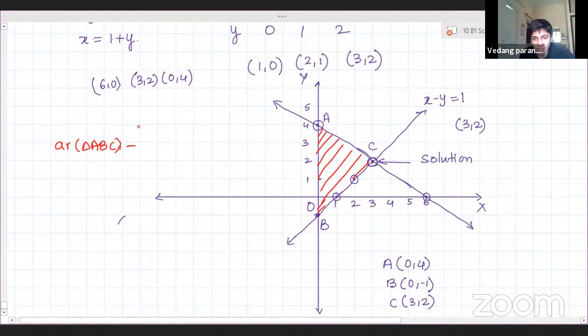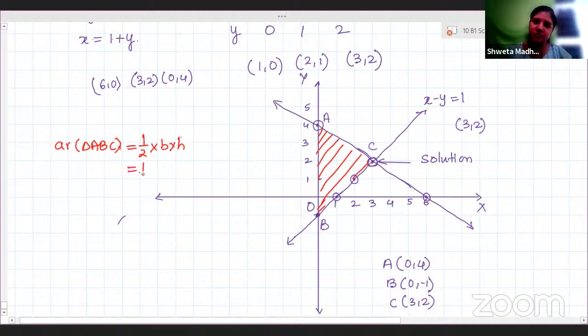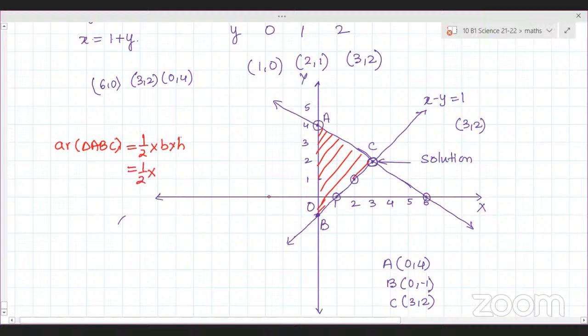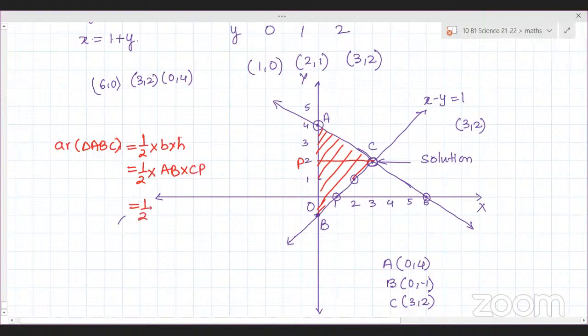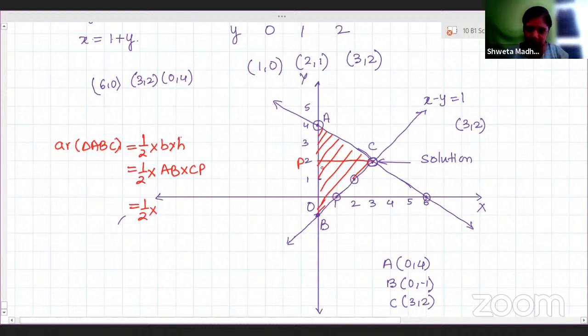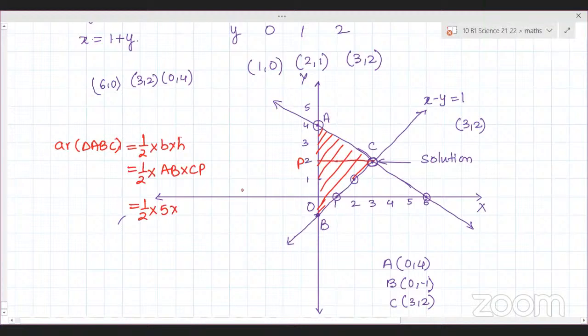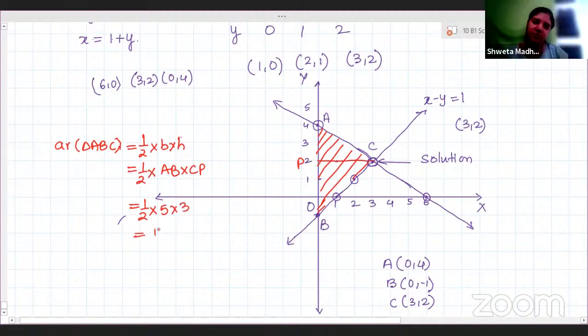Here height is 3. Half into base into height. So what is base here? 5. AB is the base. And what is height? The straight line distance from the vertex to AB. So that is CP, suppose. So half into AB, you count it, this one will be 5. And CP will be this distance, 1, 2, 3, 3. So 15 by 2, which is 7.5 square units.